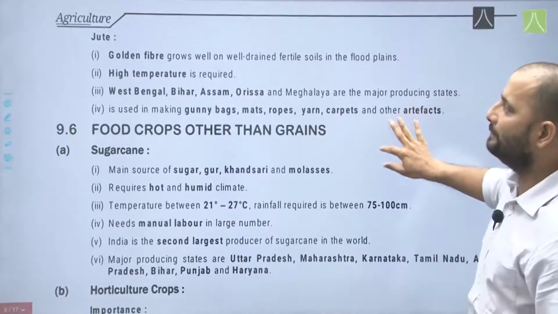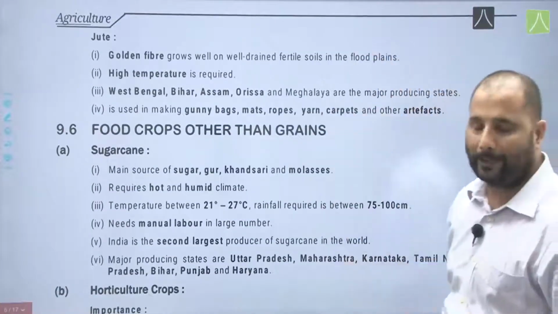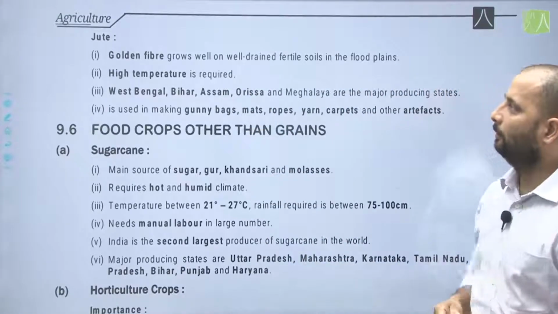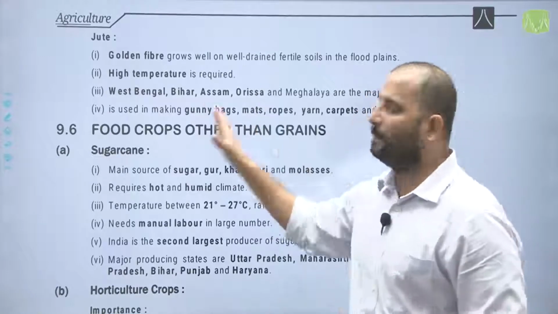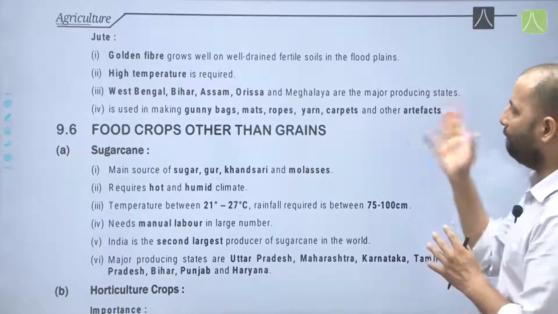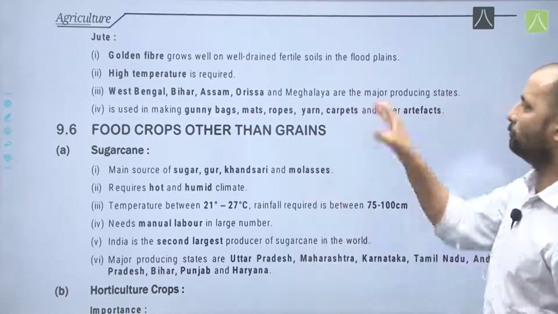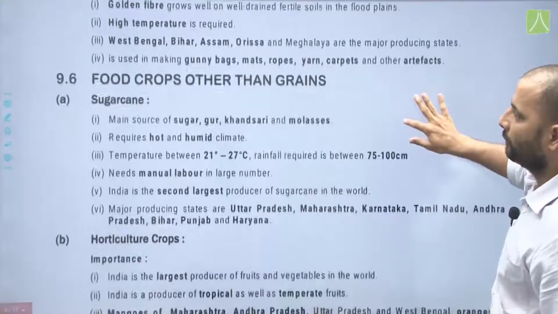Next is jute, known as the golden fiber. It grows well on well-drained fertile soils in the floodplains. High temperature is required. West Bengal, Bihar, Assam, Odisha and Meghalaya are the major producing states. It is used for making gunny bags, mats, ropes, yarn, carpets.